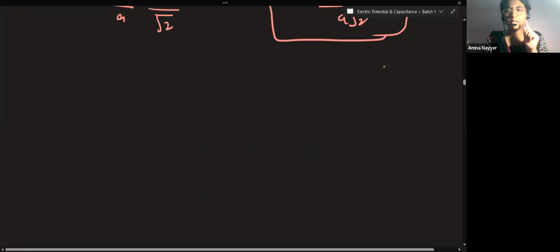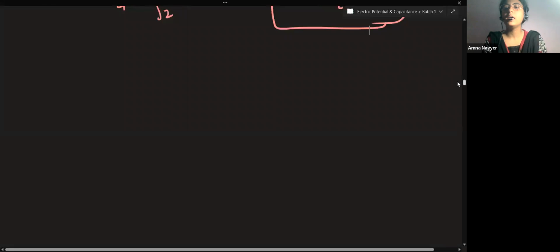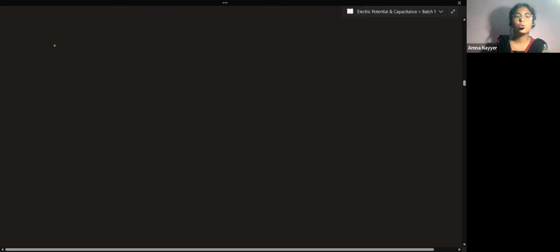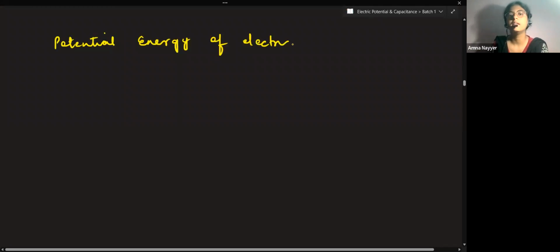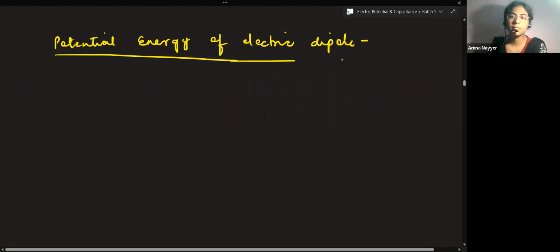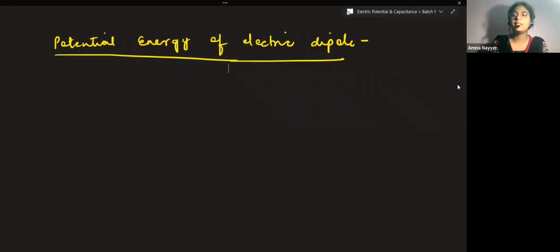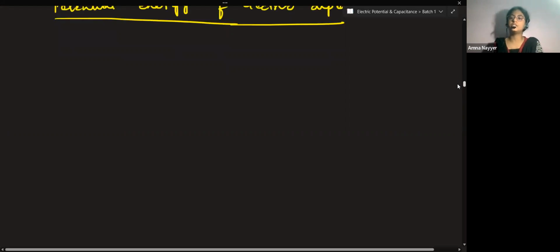All right. Now see, potential energy, just one case we have to do and then we are done with potential energy also. If we have a dipole, so potential energy of electric dipole. You have an electric dipole present, then what will be the potential energy?